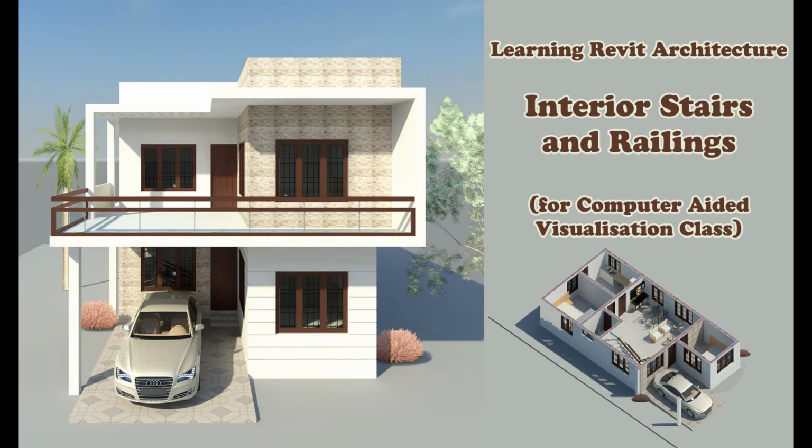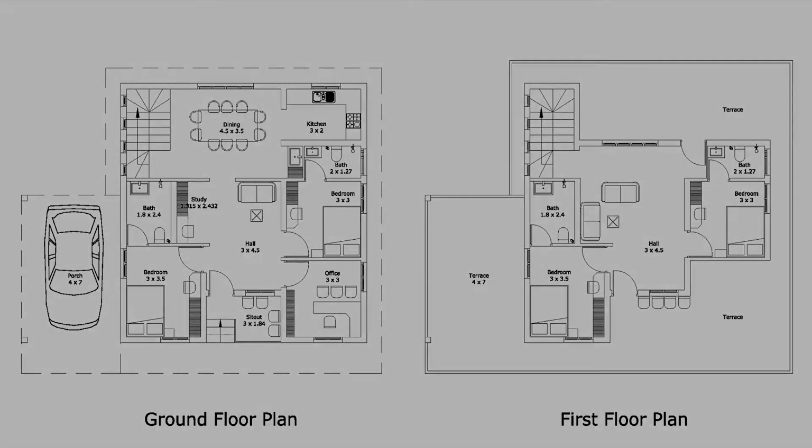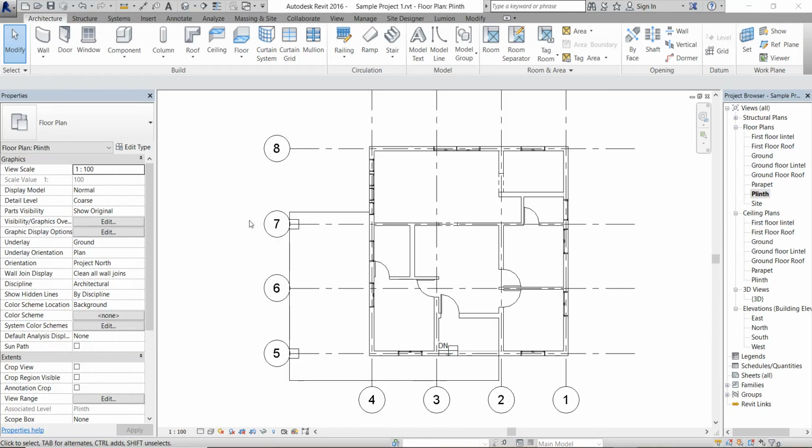Here we can learn the ways in which to create and modify interior stairs. In the sample plan we can see that the interior stairs has a few straight steps and few angular steps. In this case it is easier to create stairs by sketching the outline of the stairs rather than using the automatically place stair option. We can go to the plinth floor view and start creating.